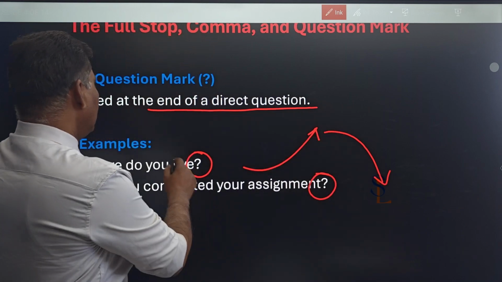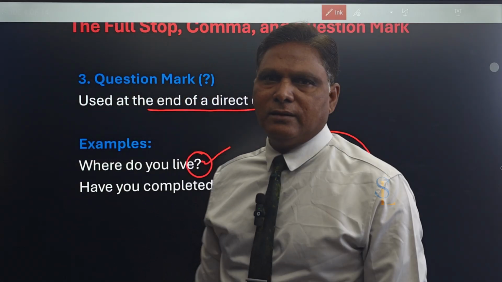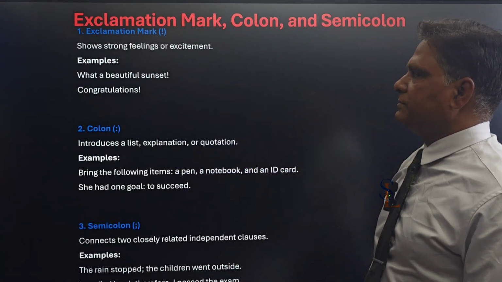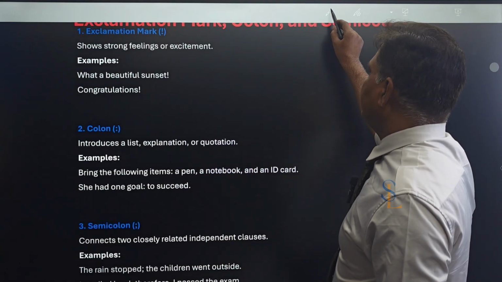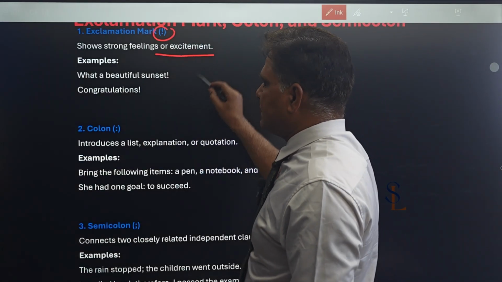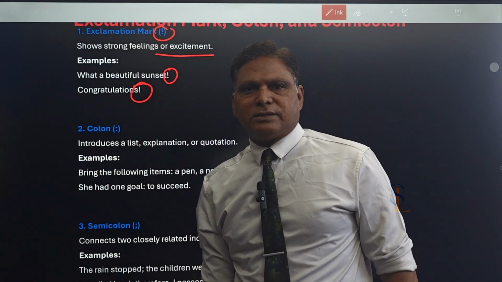Falling tone. So in writing, you put a question mark to indicate that it is a question, but in the case of speaking, you should sound that you are asking a question. And the next one is the exclamatory mark that symbolizes some sudden feelings or excitement. What a beautiful sunset! Congratulations!